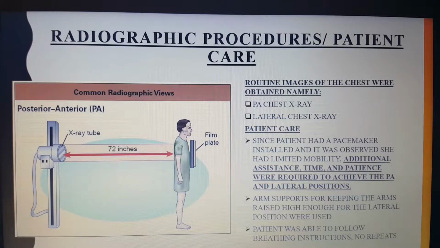What we did was that we gave her arm support, keeping the arms raised high enough for the lateral position so that the apex of the lungs could be visualized well. As you know, in tuberculosis, the apical region of the lungs is where you would find the pathogen. However, one good thing was that she was able to follow the breathing instructions we gave her and no repeats were needed, so we only took 2 images in the end.